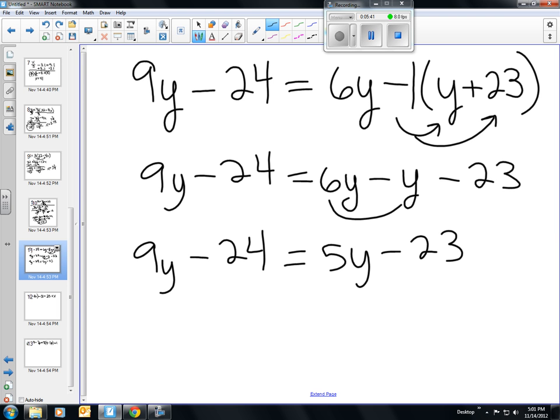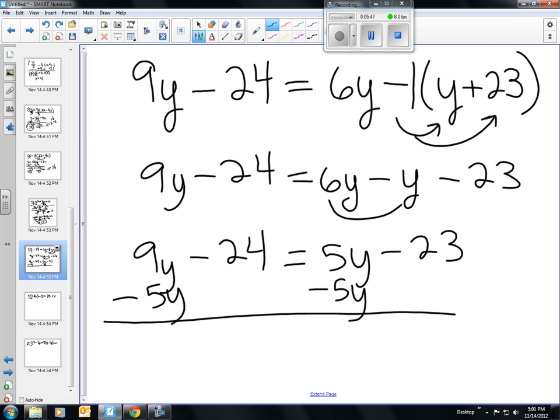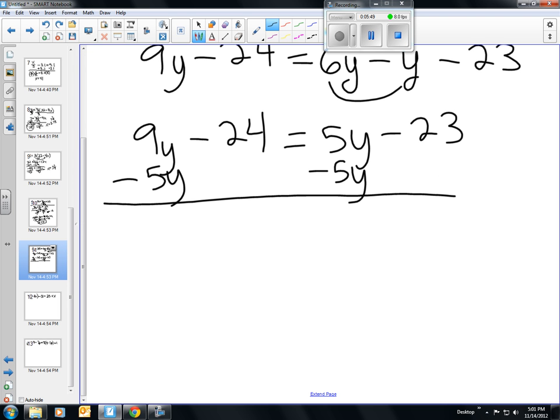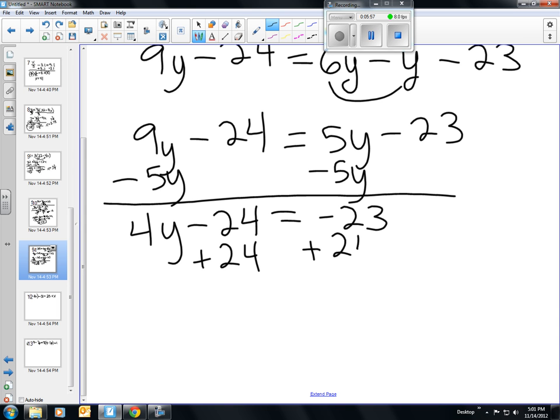And then from here, I would want to get the y's together, so I'm going to subtract 5y from both sides. And that is going to leave me with 4y minus 24 equals -23. And then I'm going to add 24 to both sides of the equation, so that 4y equals 1.